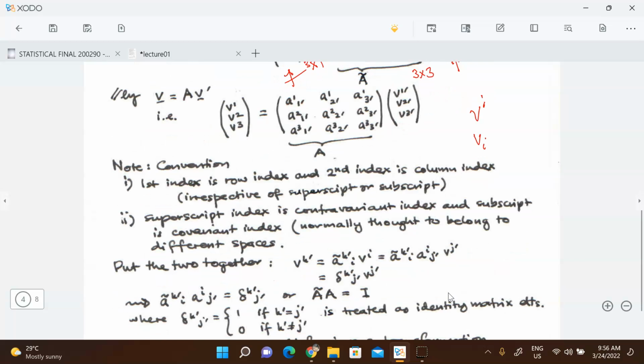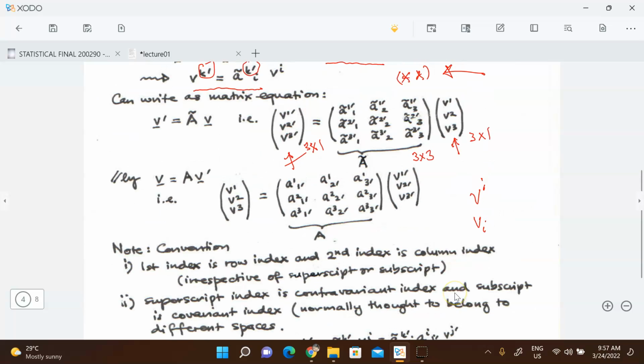But, okay, what one can do now is the following. You know how to convert from, for example, this one, okay? Convert from the undashed coordinate system to the dashed coordinate system, right? So this is that. Undash components to dash.